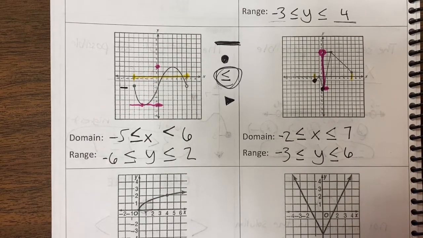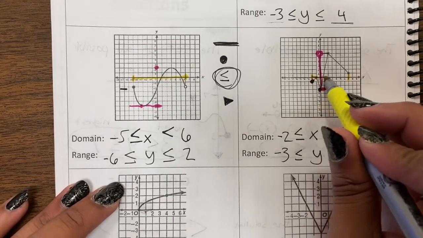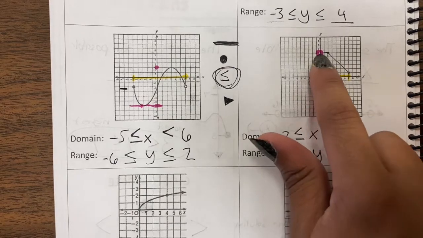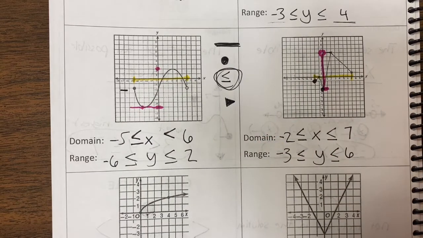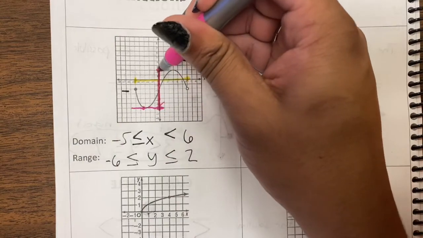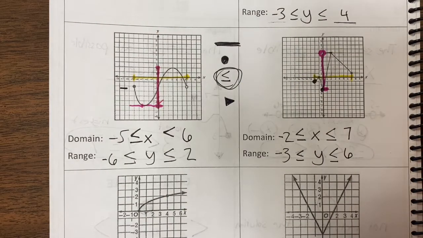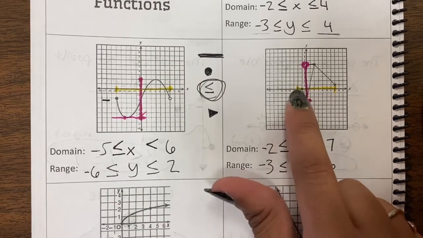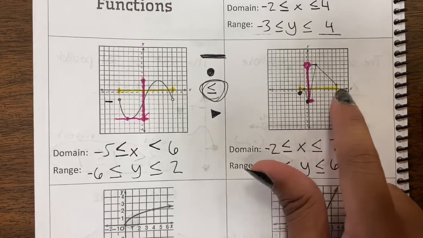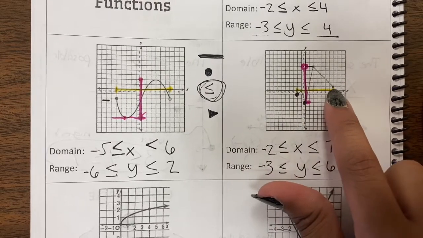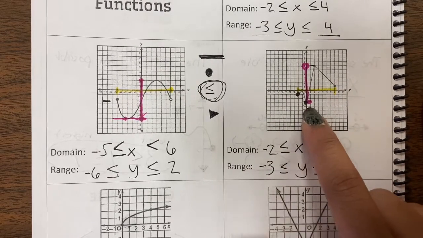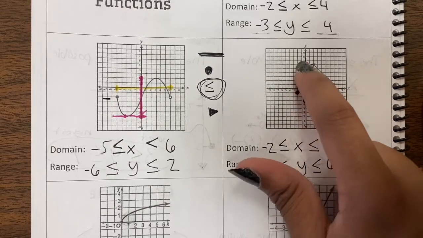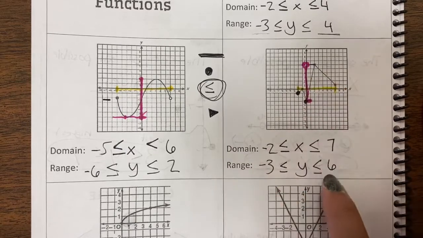So remember, the domain is how far left to how far right it goes, and the range is how far down to how far up. Forgot to do that over here. So this can be read for the domain is -2 is less than or equal to x, which is all of these values, which is less than or equal to 7. The range is -3 is less than or equal to y, all of these values, which is less than or equal to 6, the highest value.